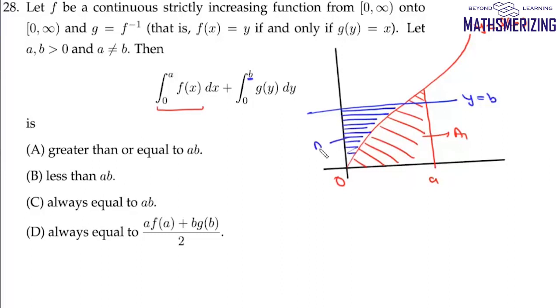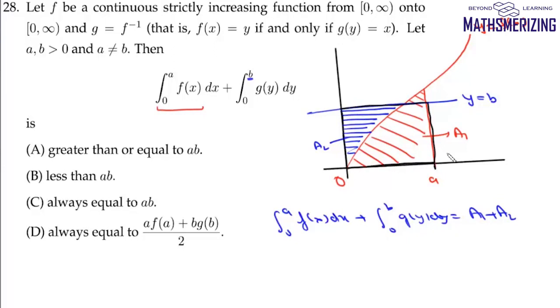That's your A2. Now this integral, which is integral 0 to a f(x) dx plus integral 0 to b g(y) dy, it is A1 plus A2. Now we talk about the area of this rectangle. Area of this rectangle is AB. So this area A1 plus A2 is actually greater than or equal to the area of the rectangle AB. So the value of this integral is always greater than or equal to AB, and that's your option A.